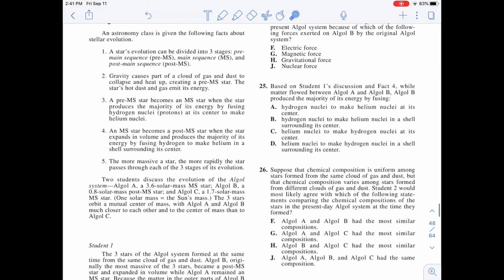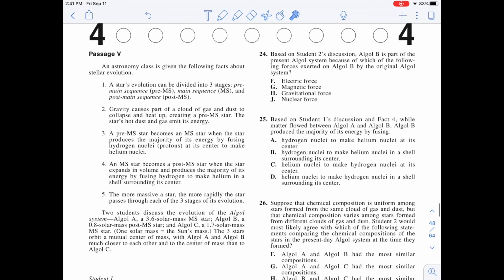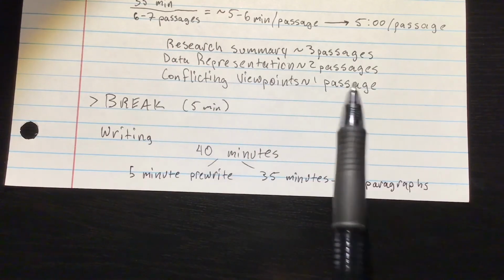But in conclusion, about 5 minutes per passage for the science, and that comes out to about 5 minutes per passage for the research summary ones, so that's experiments and stuff. About 4 minutes per passage for the data representation ones, all the data, the graphs, and the tables, and then about 6 for the conflicting viewpoints. And then you're technically done.